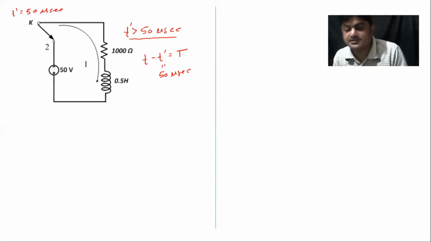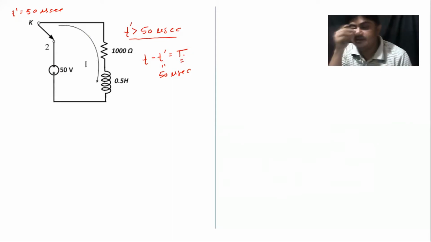Let us say I will charge this circuit for another 5 microsecond. So though my time is equal to how much? That is 55 microsecond. But effectively, the connection time for this particular case is 55 minus 50 microsecond, that is equal to 5 microsecond. So now I am considering the capital T as my new variable.